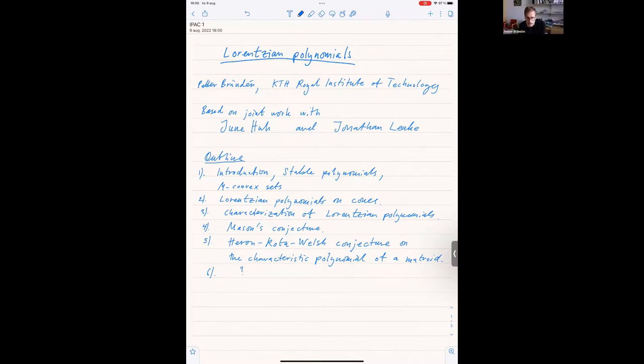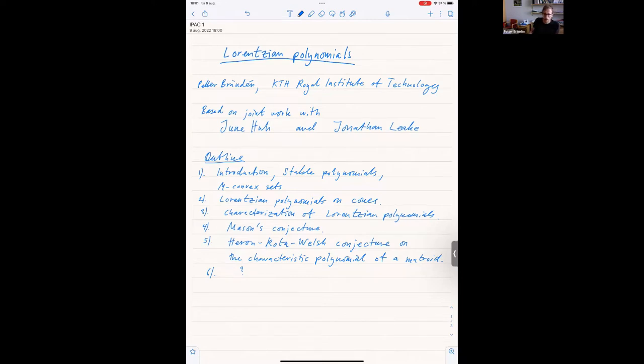Thank you. Thanks for this opportunity. This is based on joint work with Junho and Jonathan Leake. The very first part is an introduction. I approach Lorentzian polynomials from polynomials that are defined in terms of their zero sets, and these are stable polynomials. But you can also approach Lorentzian polynomials from algebraic geometry, which is what Junho did. Junho and I joined forces, and so out came Lorentzian polynomials. In this introduction, we talk about stable polynomials and see how they are related to Lorentzian polynomials.